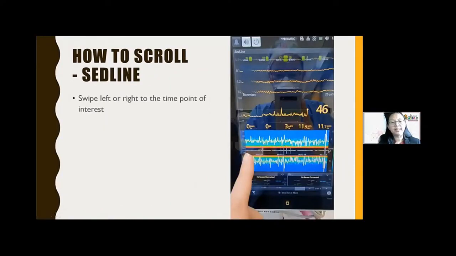How do we scroll on the SedLine? You swipe left or right to the time points of interest. And this is a video showing how.